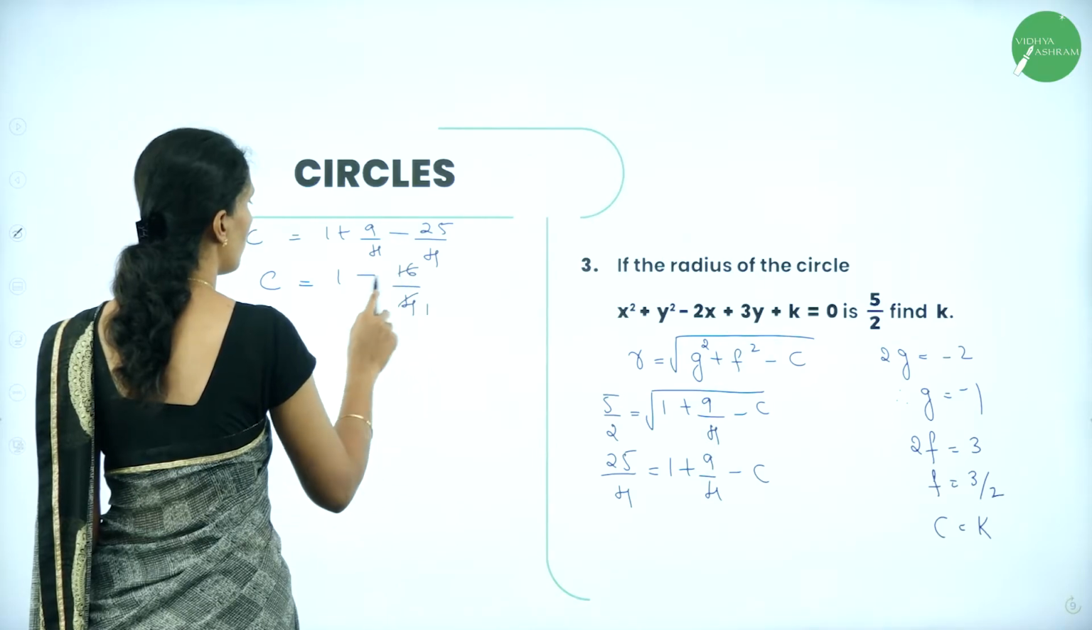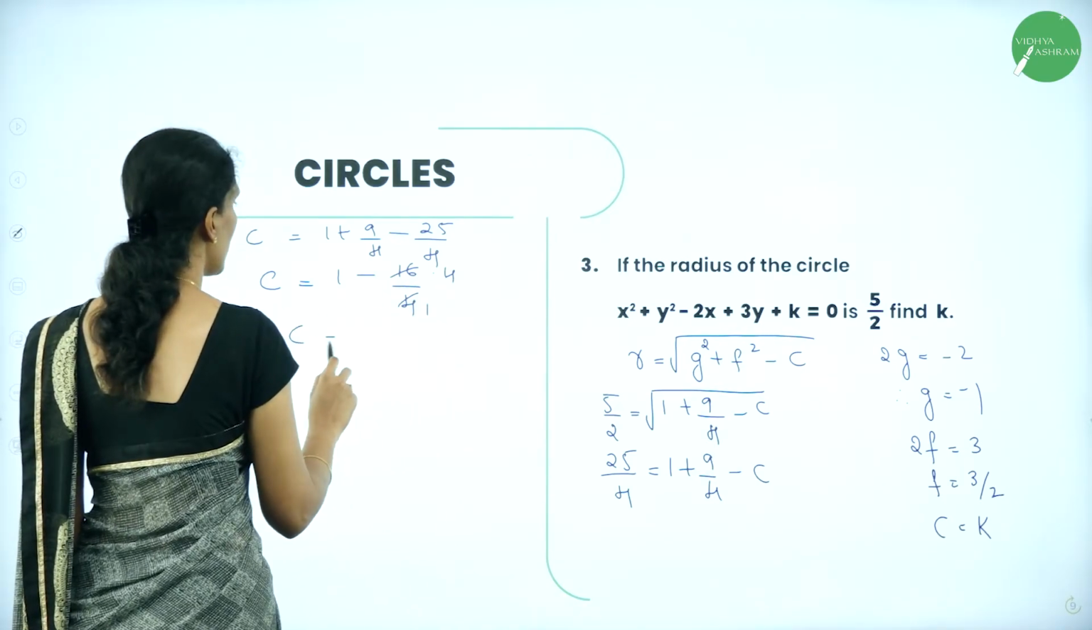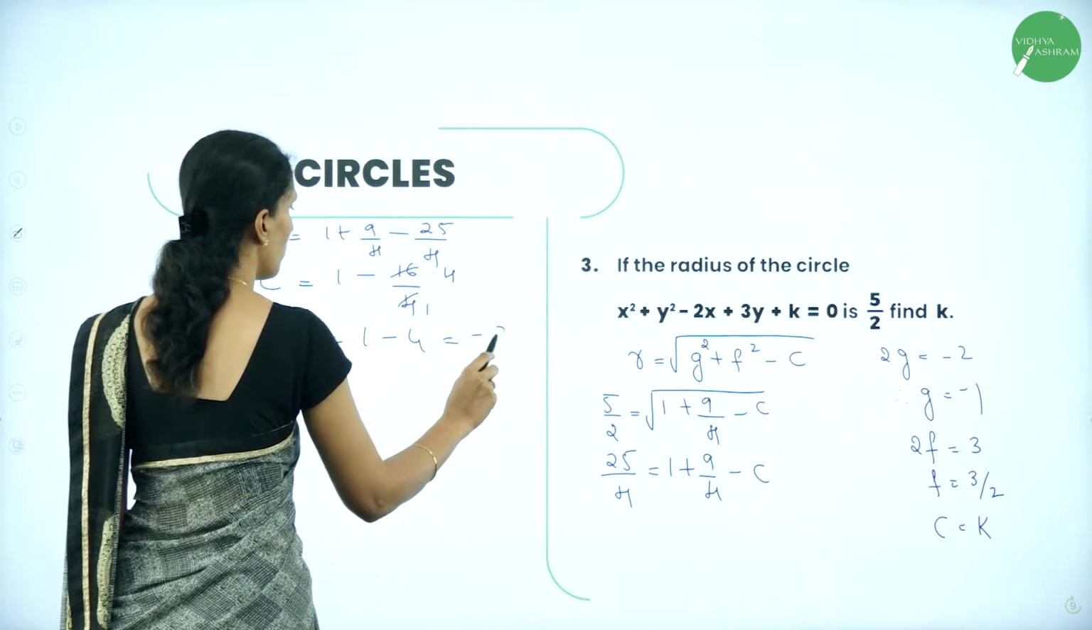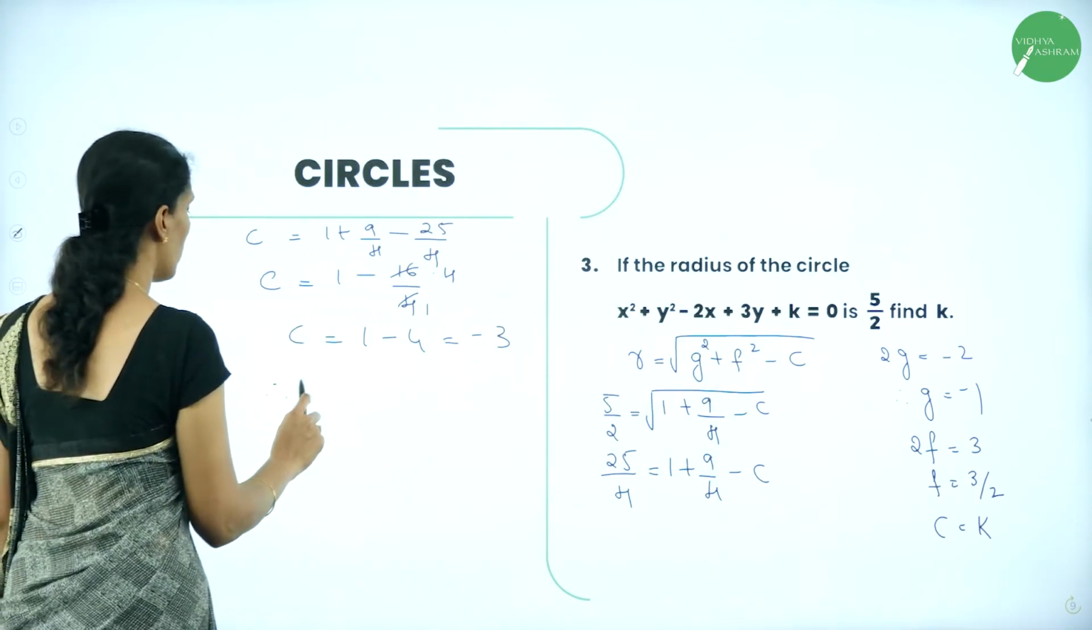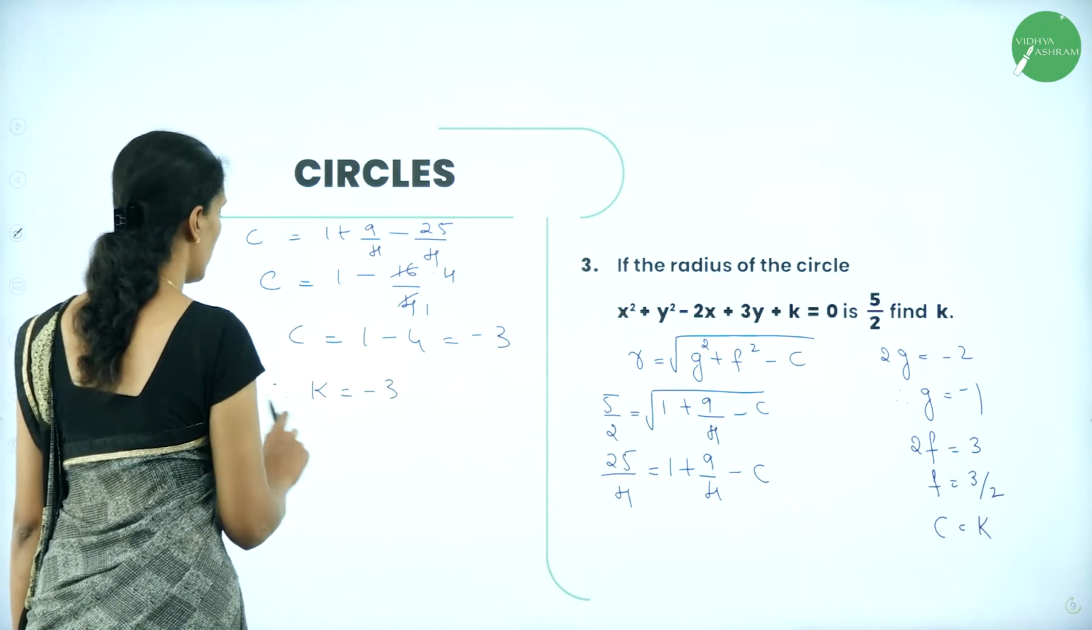So 4 1s are 4, 4 4s are 16. C is equal to 1 minus 4 which is equal to minus 3. The value of C is here k. So therefore k is equal to minus 3.